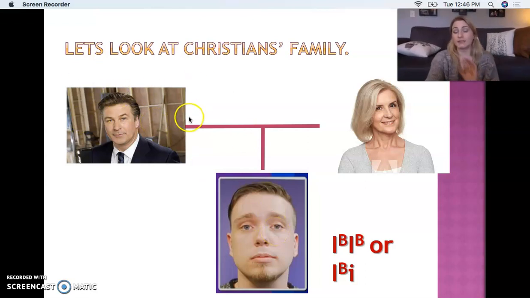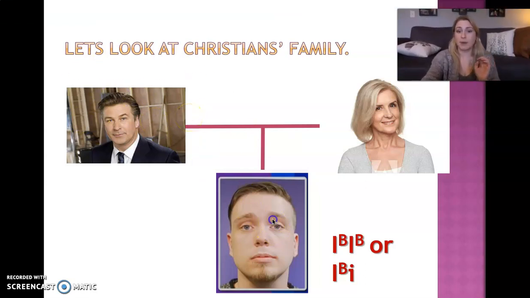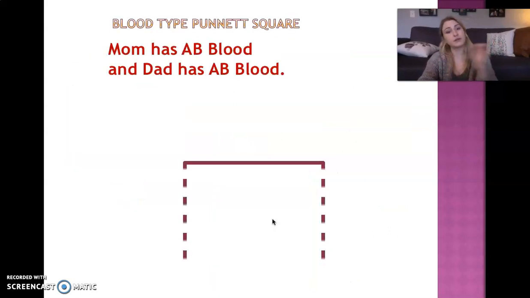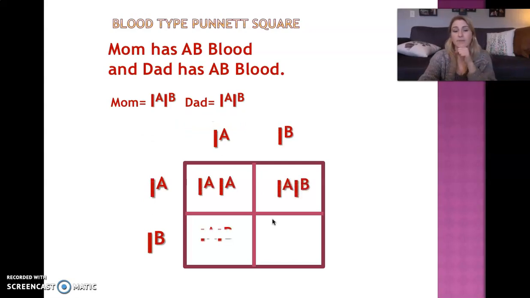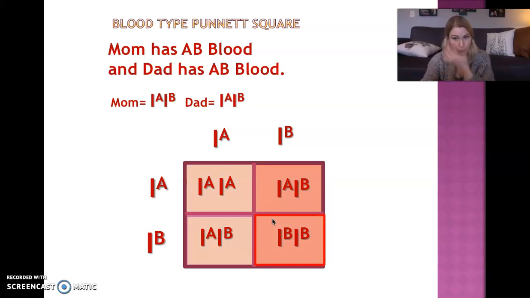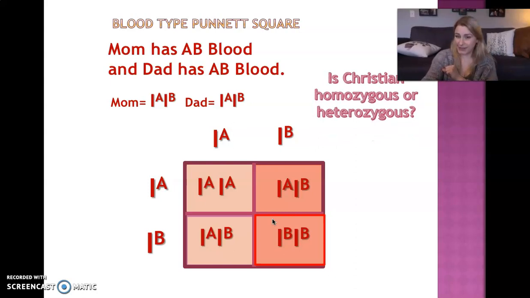So we've got two parents here, and both of them are going to have these blood types. Both of them are AB blood, which if we do that Punnett square, two parents that have AB blood, 25% of the kids are going to have homozygous dominant A blood, 50% of the kids are going to be AB blood, and 25% of them are going to be homozygous dominant B blood, which means that Christian, if both of his parents have AB blood, is going to be homozygous dominant for B blood.